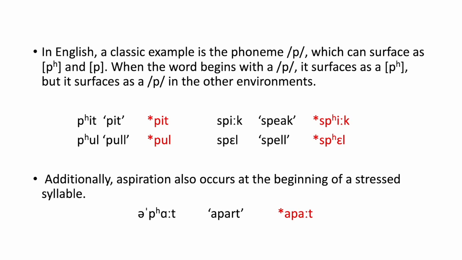However, when it is not in the beginning of the word, such as the examples of speak and spell, we do not see the aspirated P. Additionally, aspiration also occurs in the beginning of a stressed syllable. So, for example, in the word apart, which has two syllables, there's aspiration in the P of part, because it is the beginning of a stressed syllable, apart.